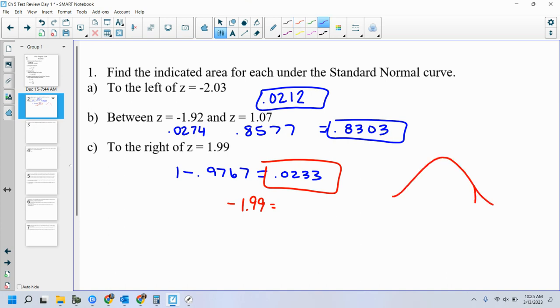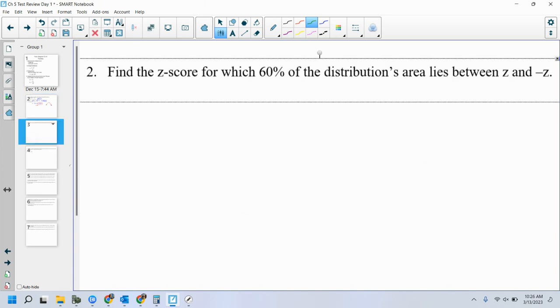If you're finding the area to the right of 1.99, that's like over here, right? You want this area. Well, I find that z-score and do 1 minus this left side. But doesn't that have the exact same area as a reflected point over here, which is the true area on the table for that same z-score, just reflected on the other side? So if this is 1.99, then you just take negative 1.99. So there are two ways to go about that. You'll probably always see me do the 1 minus, but either way.